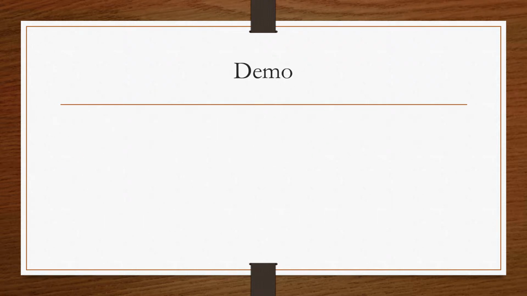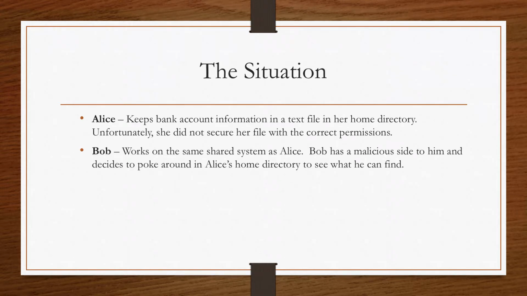So let's take a look at a demo. Here's the situation that we're going to be looking at. We have two users, Alice and Bob, and Alice keeps bank account information in a text file in her home directory. Unfortunately, she did not secure her file with the correct permissions. Bob works on the same shared system as Alice, and Bob has a malicious side to him, and he decides that he wants to poke around in Alice's home directory to see what he can find.